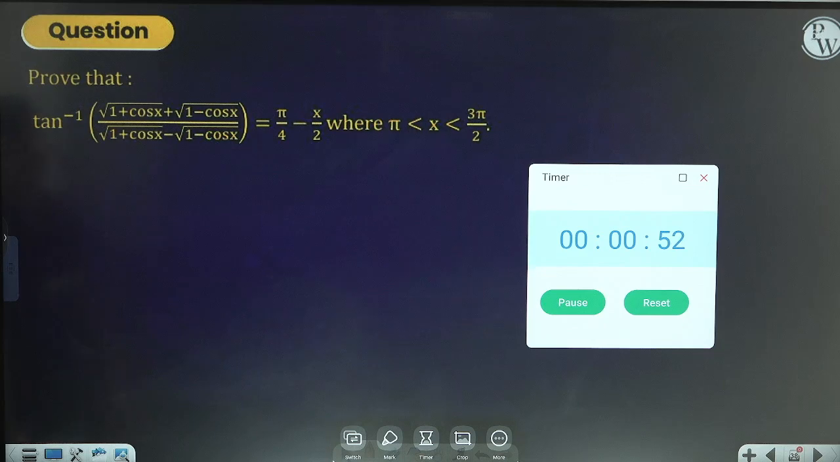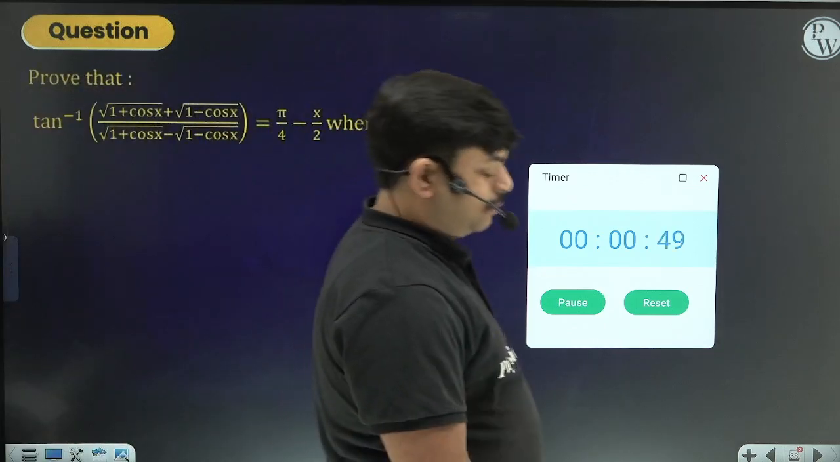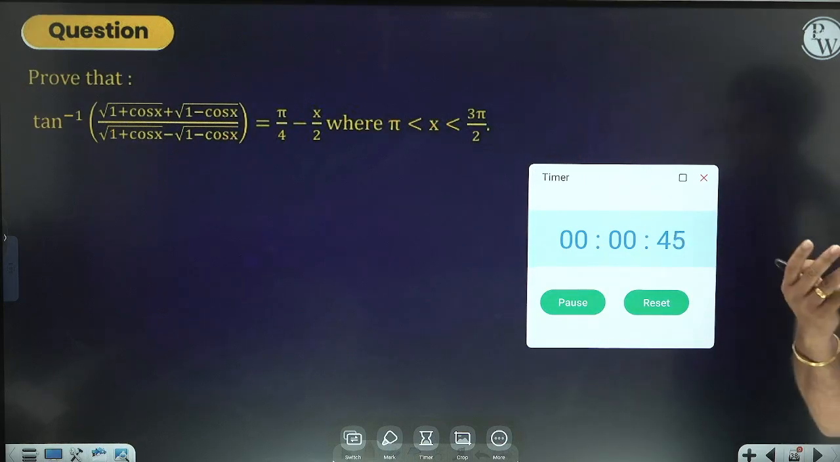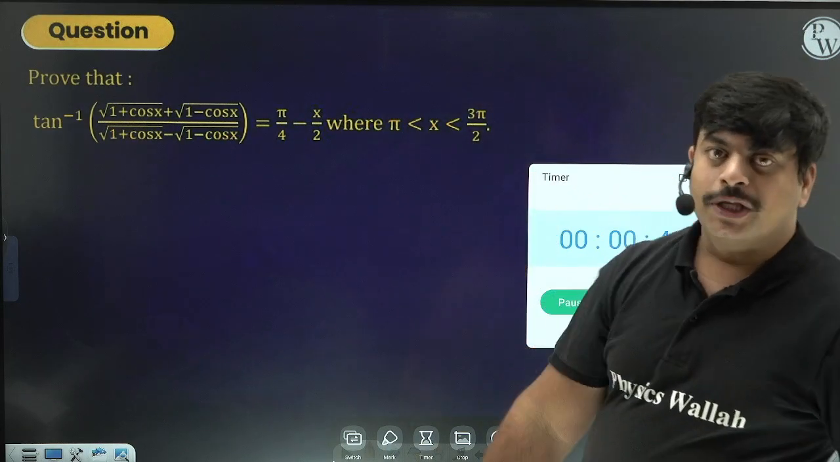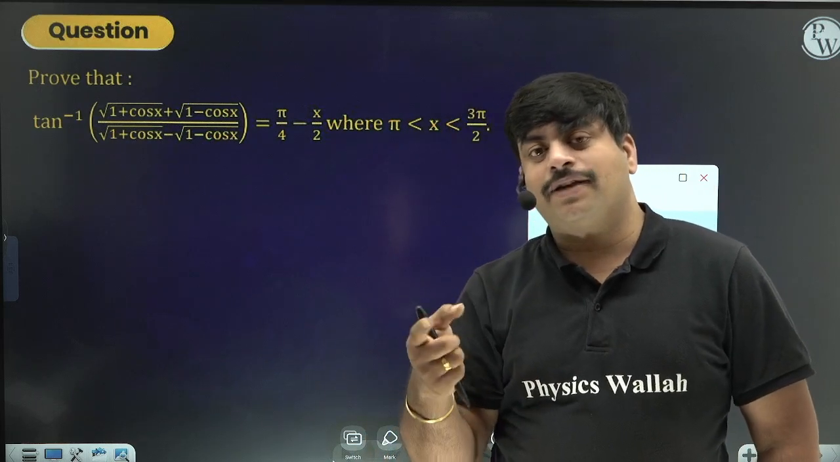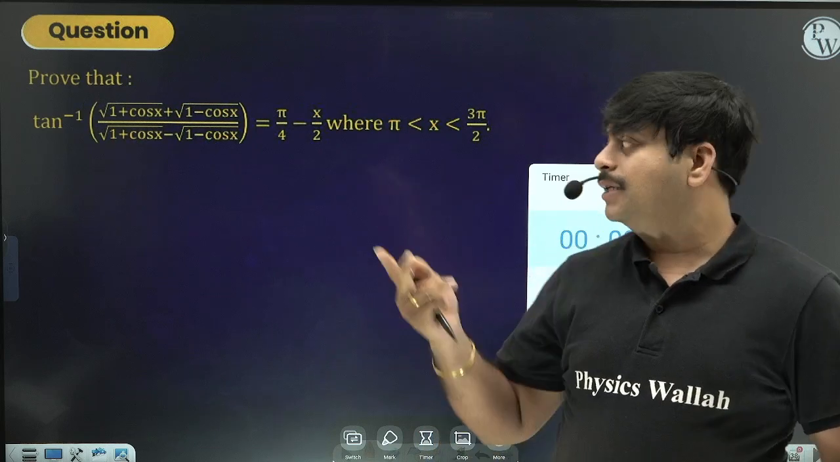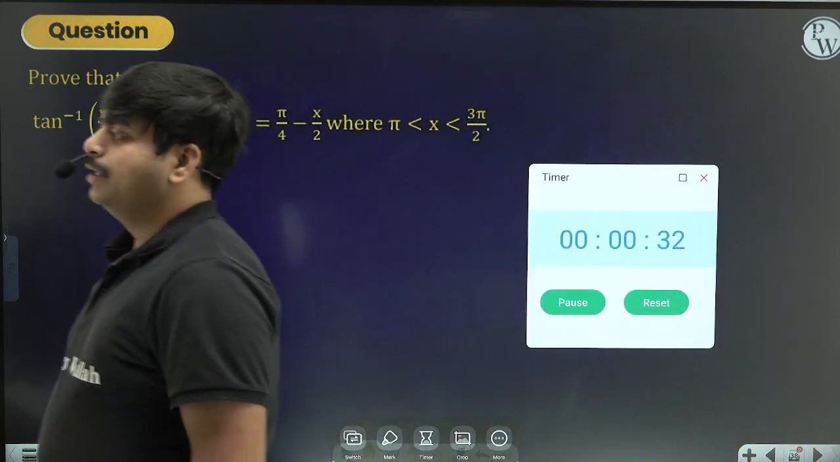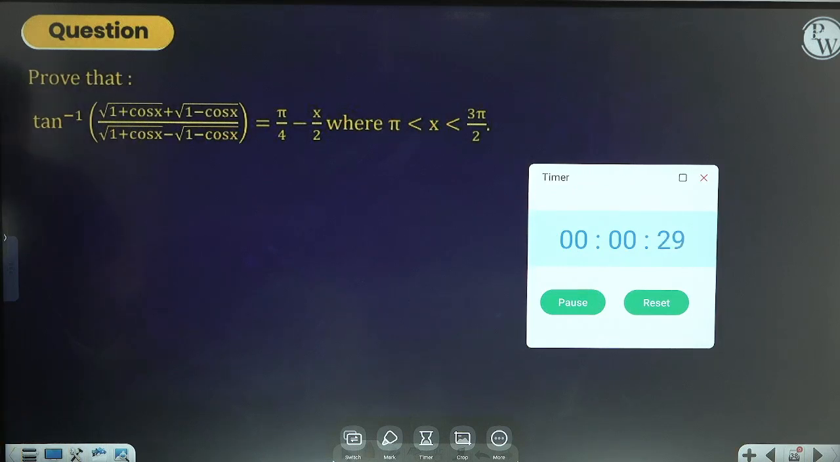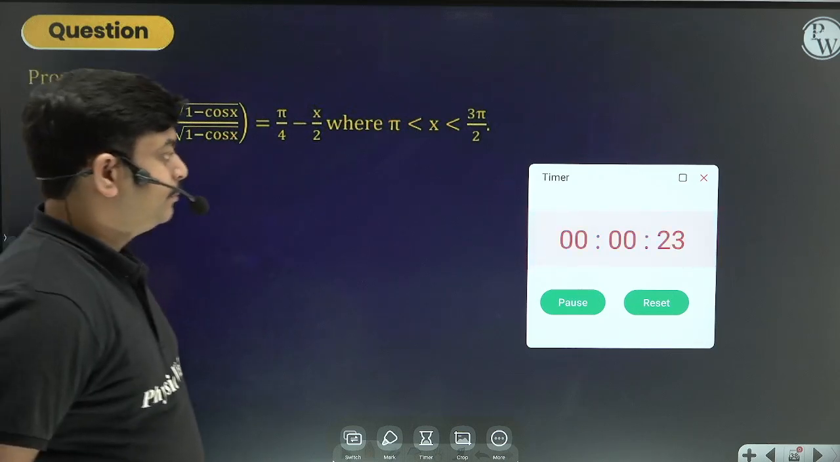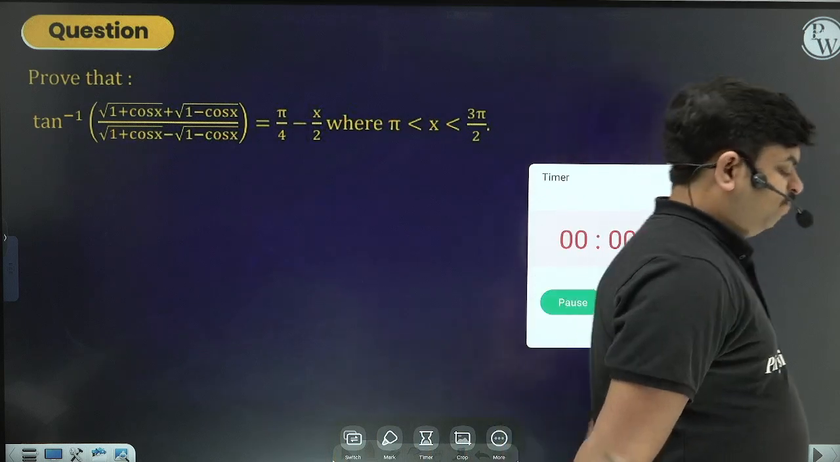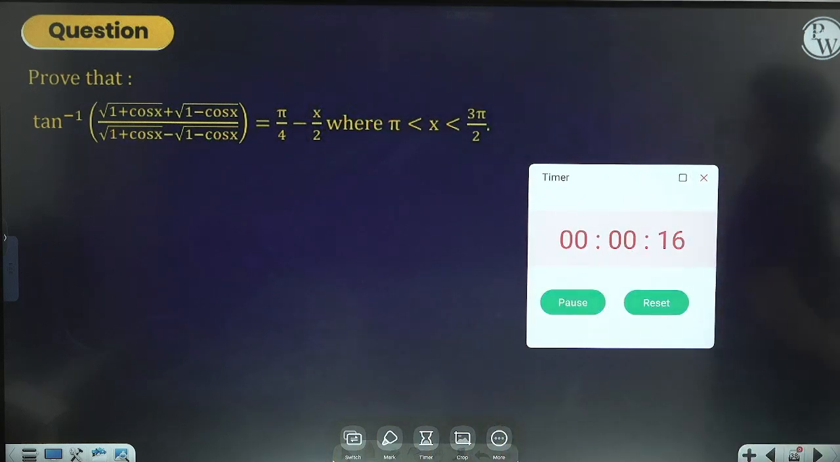So do you have any formulas for this? Root 1 plus cos x, root 1 minus cos x. Just try to bring an equivalent formula from the formulas of cos 2 theta. You know, cos 2 theta is 2 cos square theta minus 1 as well as 1 minus 2 sin square theta. We have two different formulas. They may be useful here. So think and do it fast. Your time is up. Last 5 seconds.